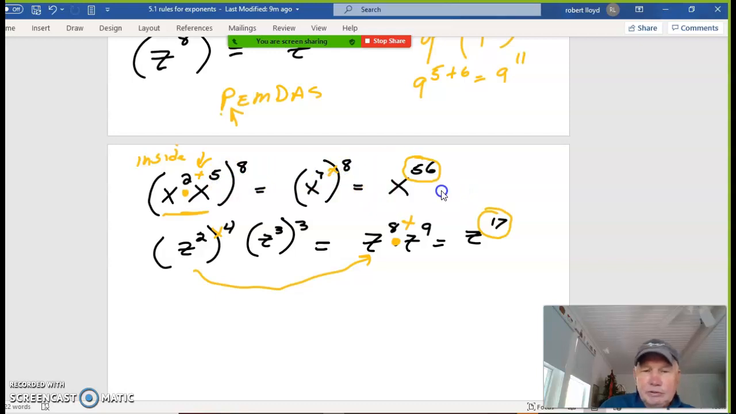That's our final answer. So here we have to apply the power rule twice. 4 times the 2 is 8, and 3 times the 3 is 9. Now we're multiplying, just straight multiplication, no parentheses left. So we have 8 plus 9 is 17. And we will continue on with this at 5.2.